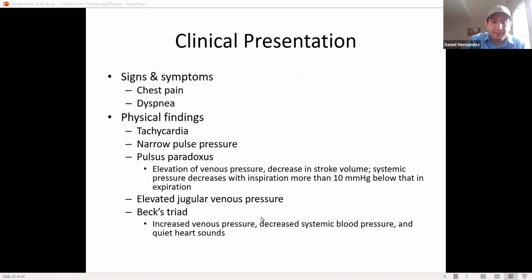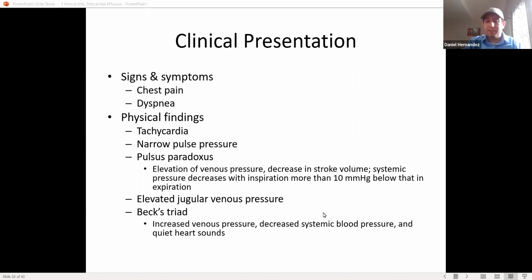What Beck's triad is, first and foremost, I like to think of as quiet heart sounds. If you are listening to the heart with the stethoscope, rather than your nice loud lub dub sounds, the heart sounds eerily quiet. It's very faint. They're still present, but they're kind of muted.